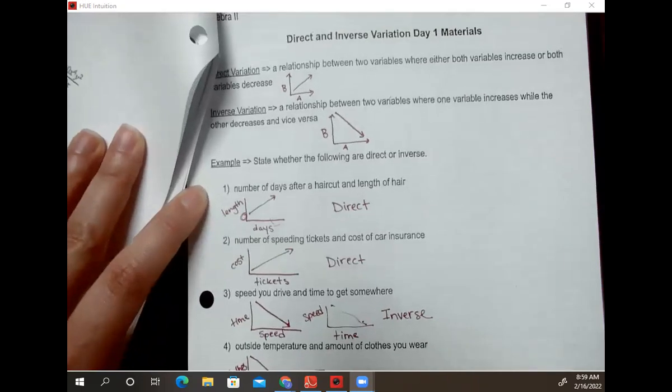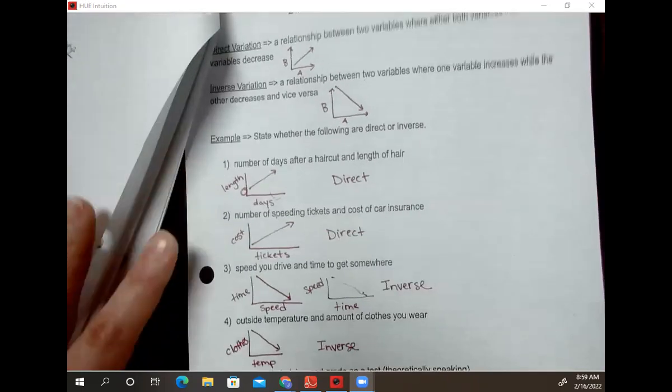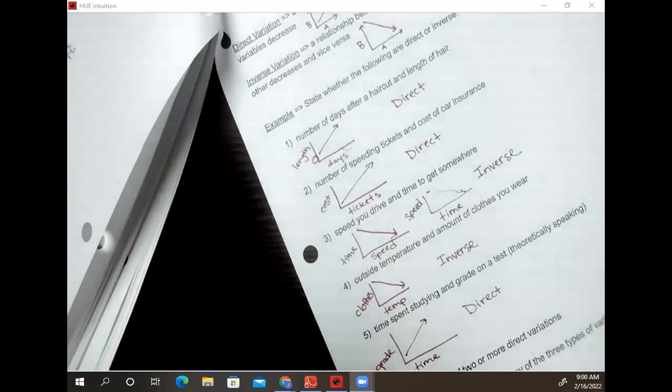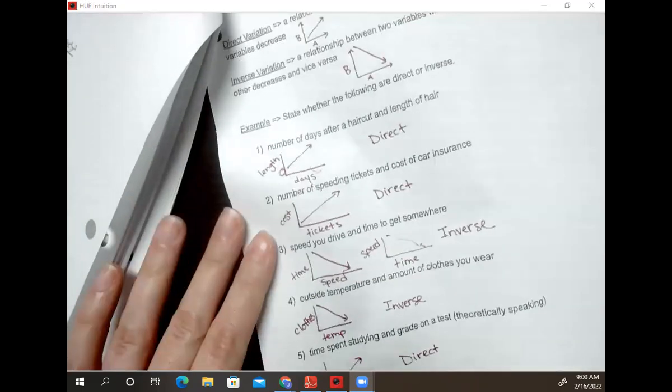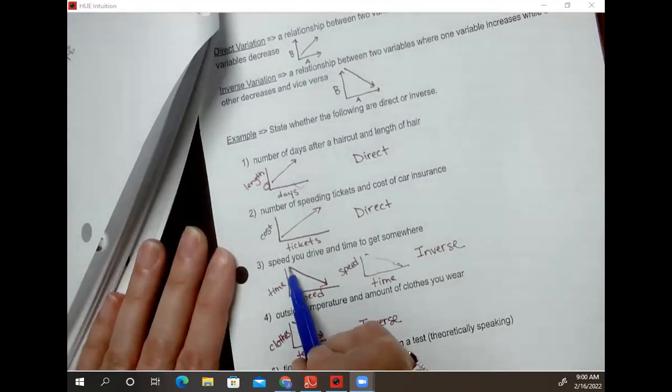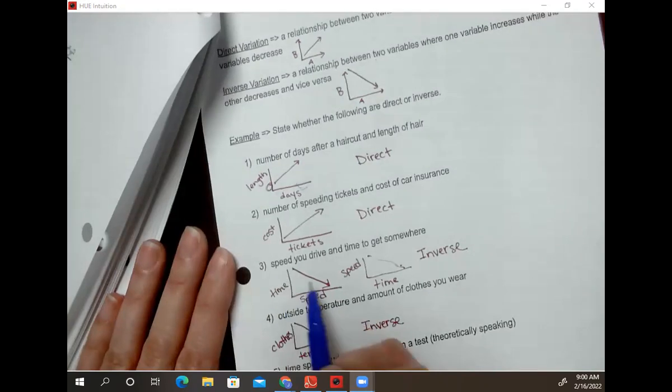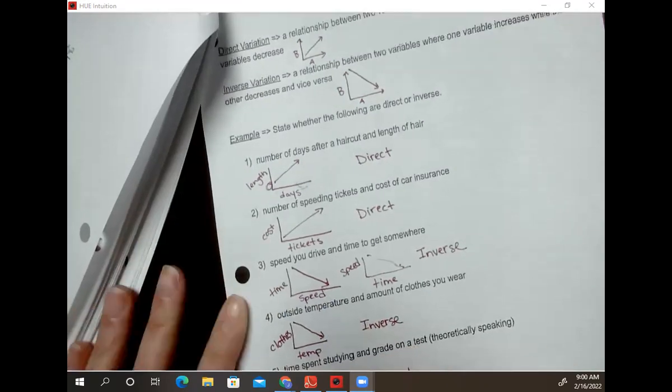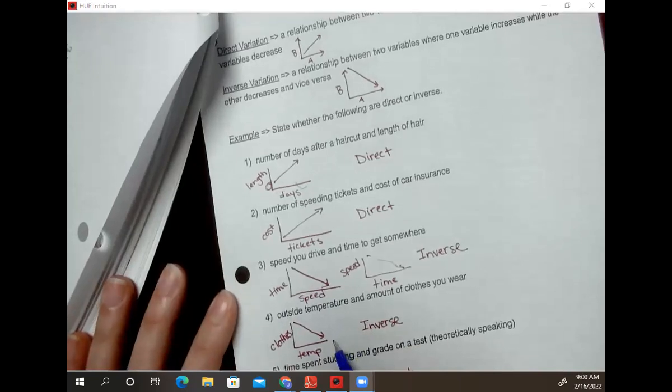Okay. And then inverse variation was this inverse relationship. As one thing goes up, the other thing goes down. So the speed you drive versus the time it takes you to get somewhere. If your speed is low, the time is a lot. If your speed is high, if you're driving fast, that time goes down. The outside temperature and how much clothing you need to wear.